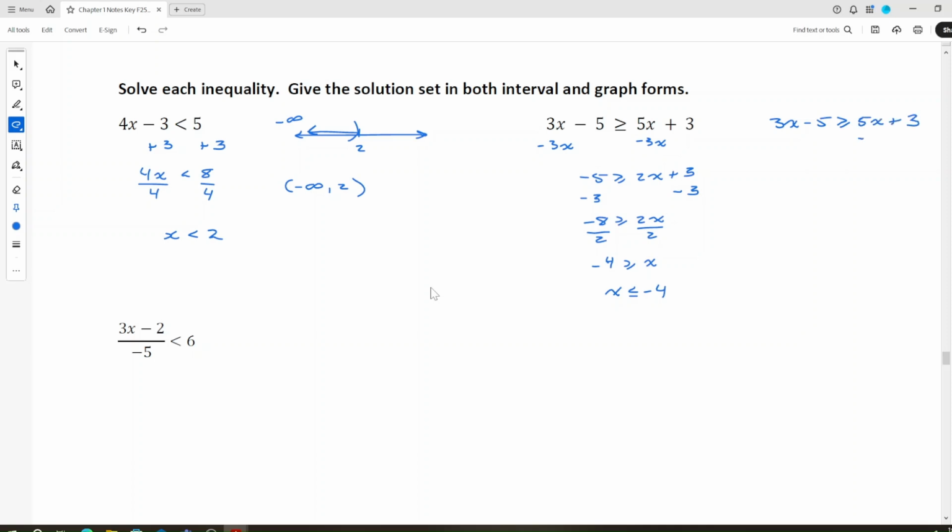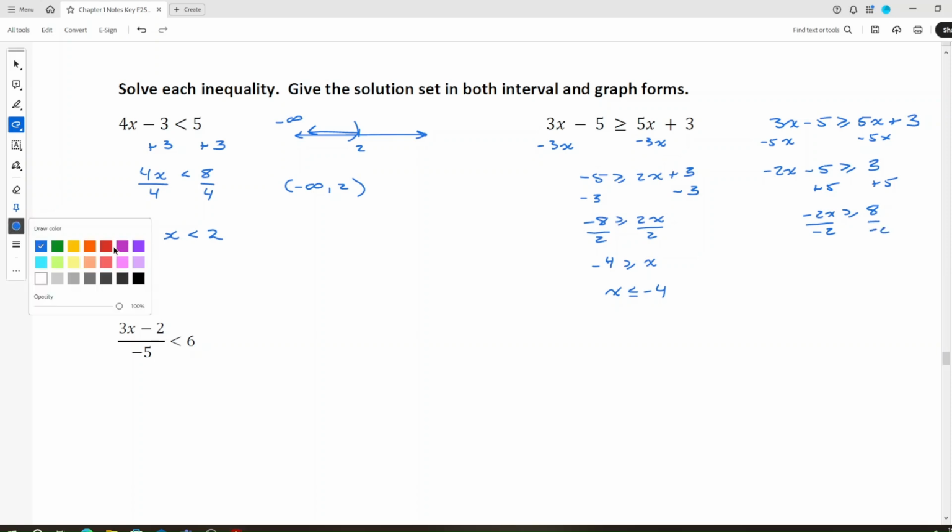That's cool, right? Let's minus 5x from each side. We end up with negative 2x minus 5 is greater than or equal to 3. I'm going to add 5 to each side. I end up with negative 2x is greater than or equal to 8. Then I'm going to divide both sides by negative 2. Now, because I'm dividing by a negative, I have to switch my sign. That's going to leave me with x is less than or equal to -4. I get the same answer, right?